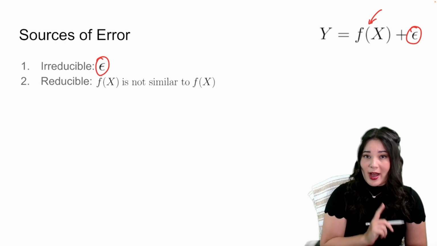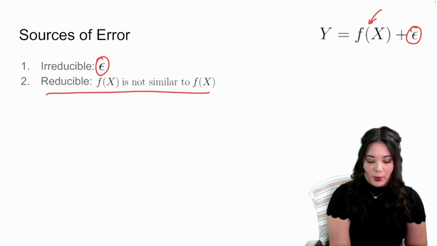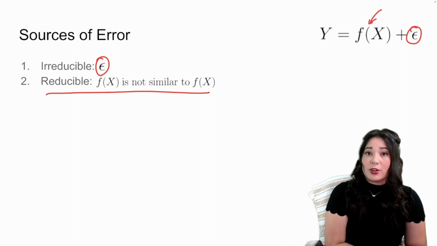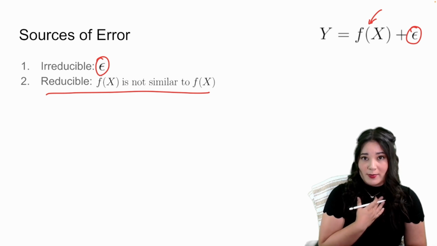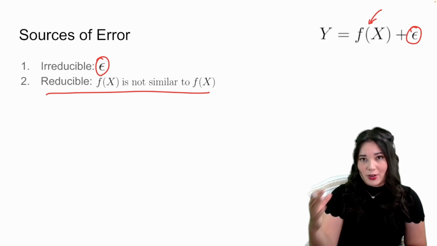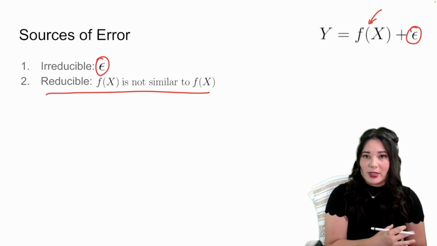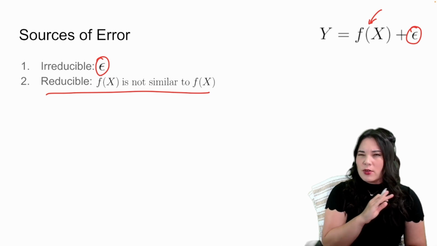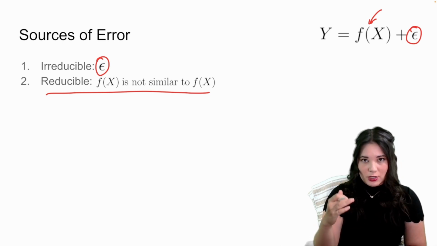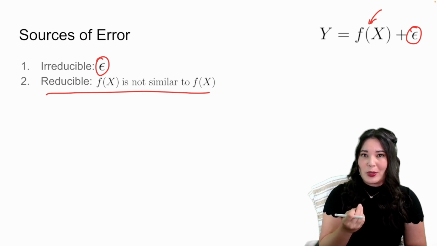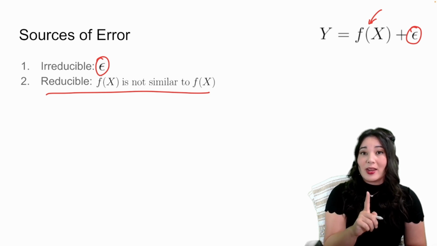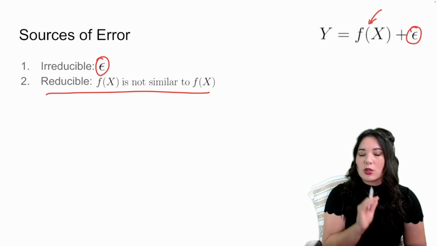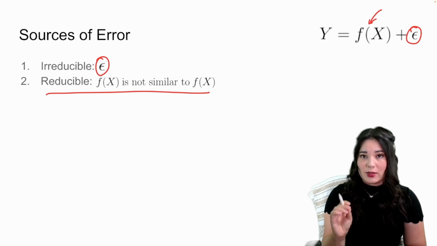What we do have an effect on is the reducible error. Reducible error occurs because our approximation of the function that takes our inputs and converts them to our outputs is not perfectly estimating what that true relationship is. And this is what we have control over. We have no control over the variation in the data, that irreducible error, but we can try and make sure that our model is as close as possible to the real model.